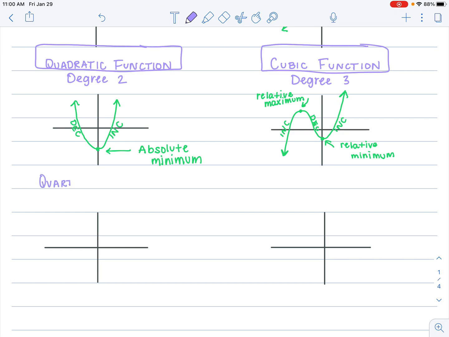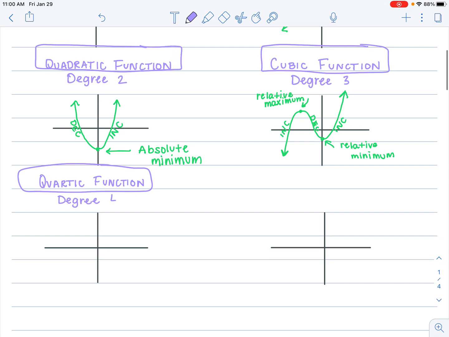All right, up next, we have a quartic function. This will have a degree of 4. A quartic function is going to look something of this sort. All right, so we've got an increasing interval, and then we've got a decreasing interval. We've got another increasing interval. And we've got another decreasing interval. So we have 4 different intervals here.